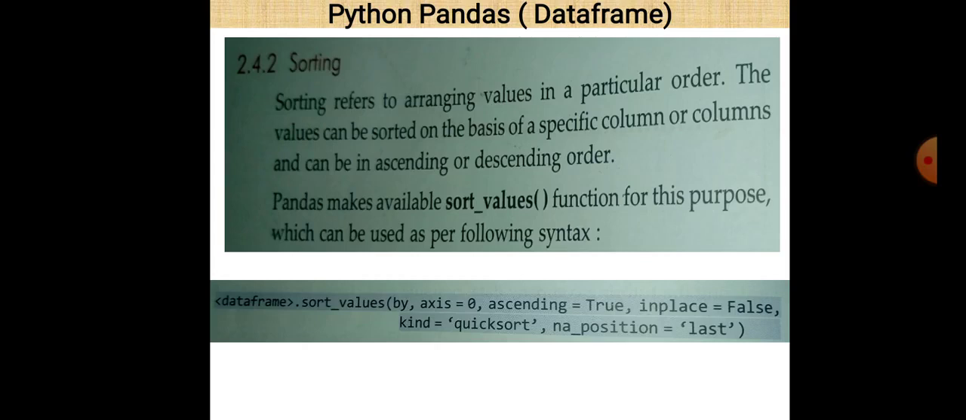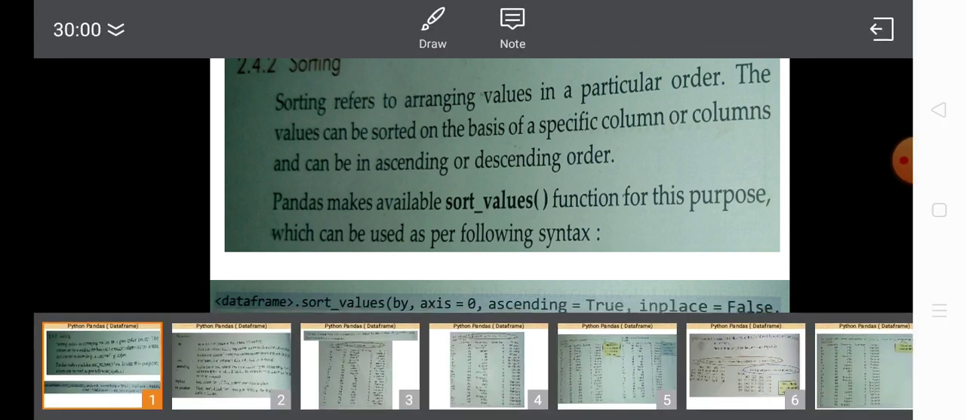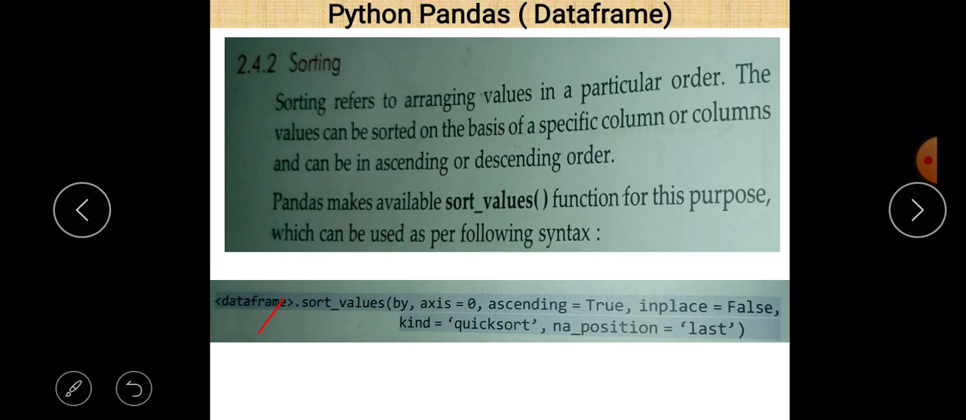Pandas makes available the sort_values function for this purpose, which can be used as per the following syntax. So this is the syntax of sorting. First of all, DataFrame.sort_values. Then these are the parameters: by; axis is equal to 0 by default; ascending is equal to True by default; inplace is equal to False by default; kind of sorting is quicksort.